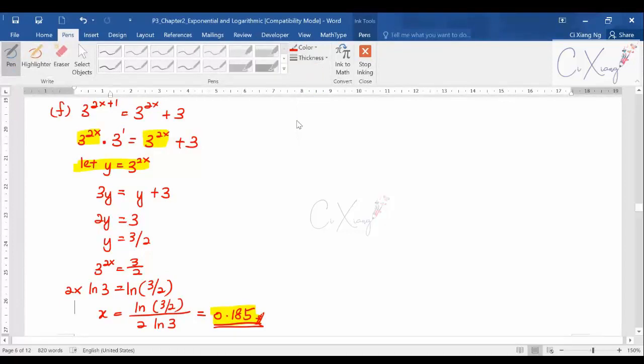Part H. Alright, so how about we have part H here? So for part H, I'm having the equation 5 power 2x minus 5 power x plus 1, then plus 4 equals to 0.